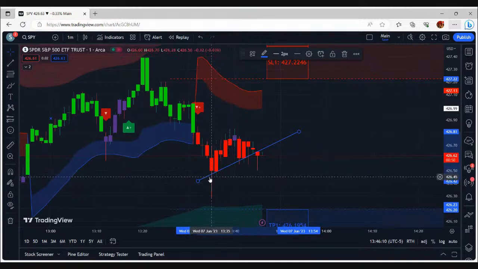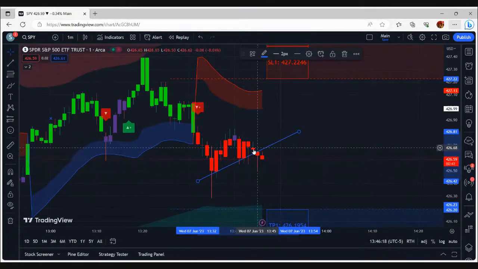So I just kind of drew this rough line in here to see if it can put in a higher low here, or if it's just going to continue breaking down. Because it looked like it was starting to put in a higher low, and then it's just kind of failing miserably here too.